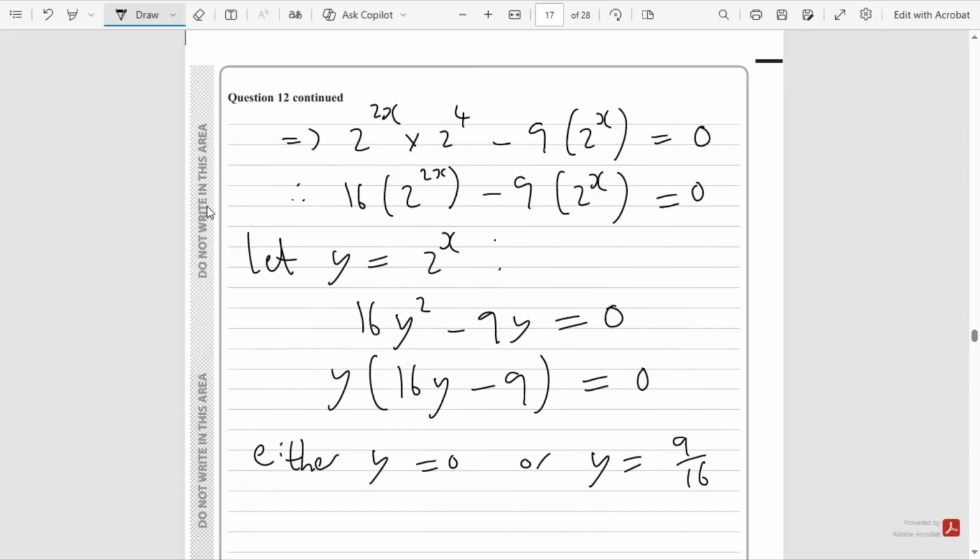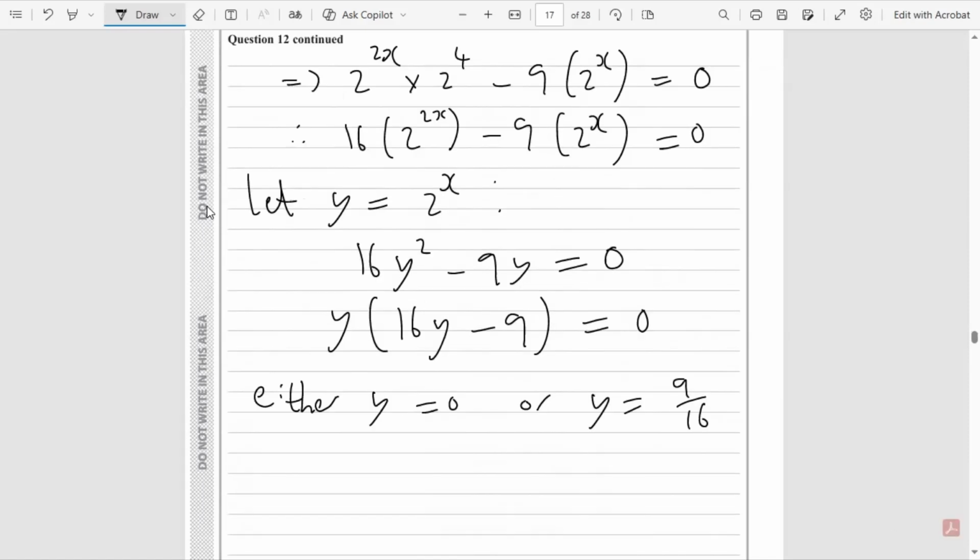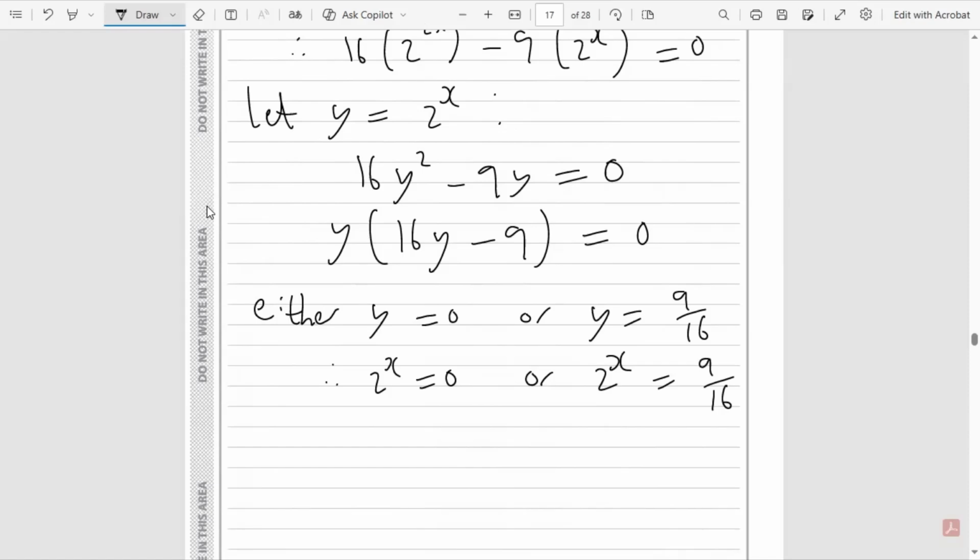Now, we know that y is 2 to the power of x, so we can say that therefore 2 to the power of x equals 0 or 2 to the power of x equals 9 over 16. But with that first equation, 2 to the power of x equals 0, this is impossible. 2 to the power of anything can't be 0 or less, so that is impossible. That doesn't work. We just want to focus on the last possibility.